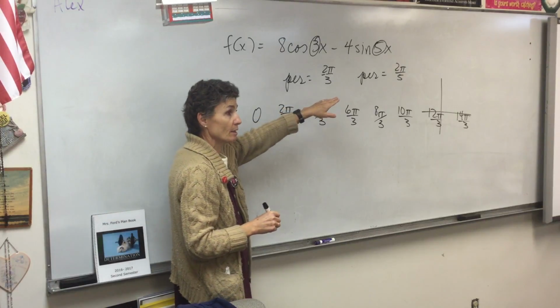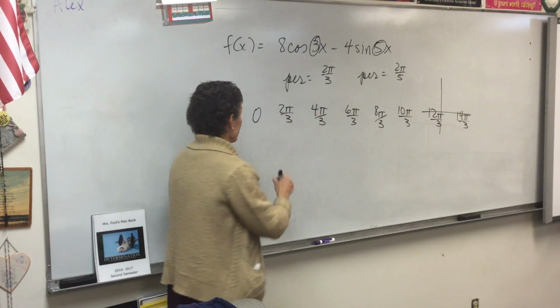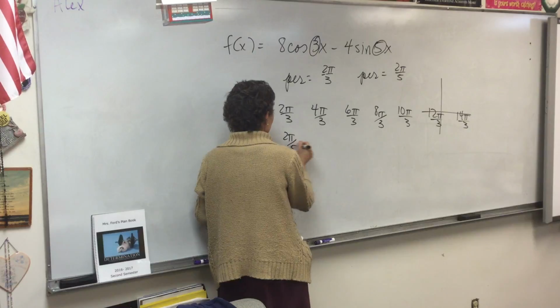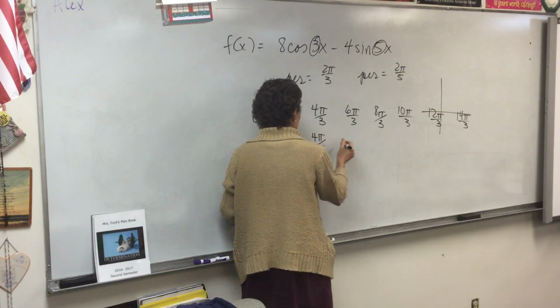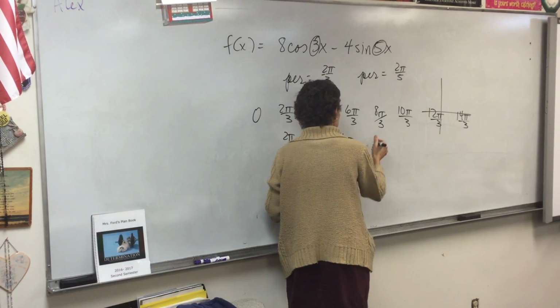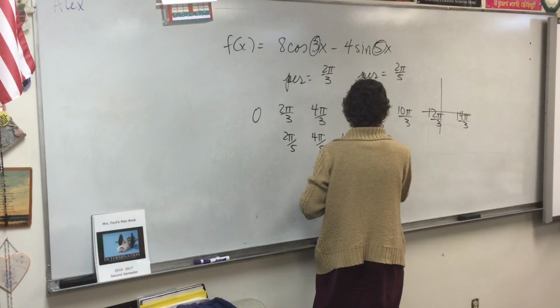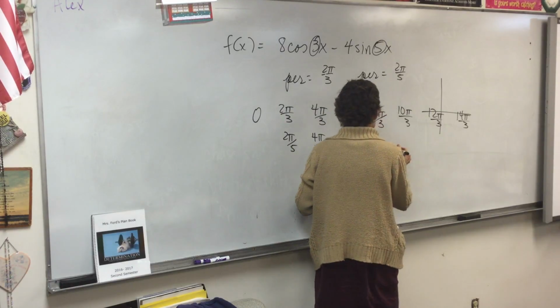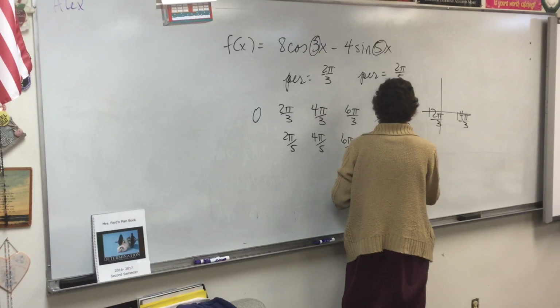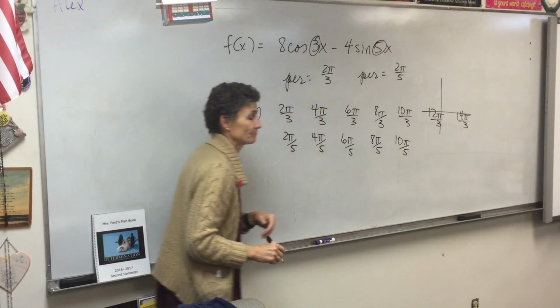Now, what about this one? Where does he start over again? Well, he starts over again at 2 pi over 5, 4 pi over 5, 6 fifths, 8 fifths, 10 fifths, and so on.